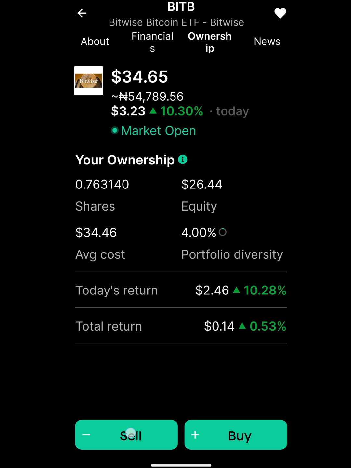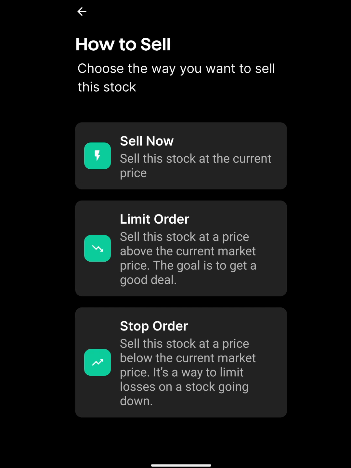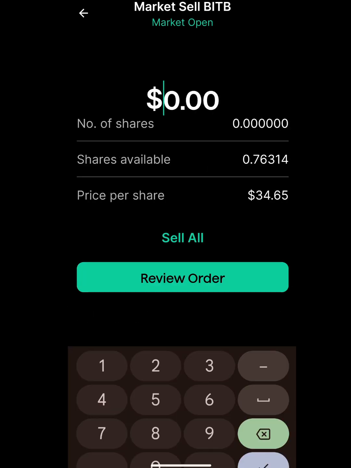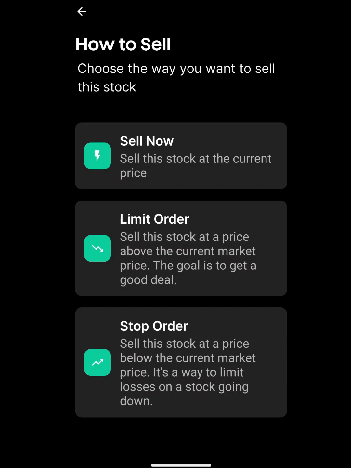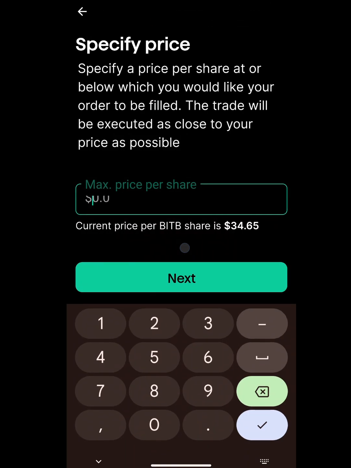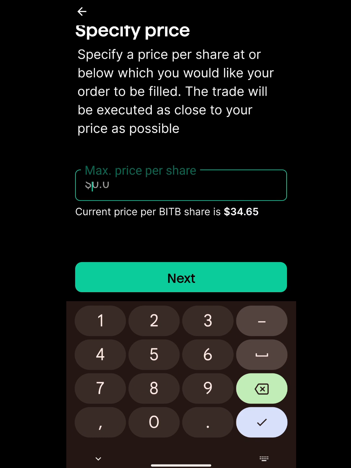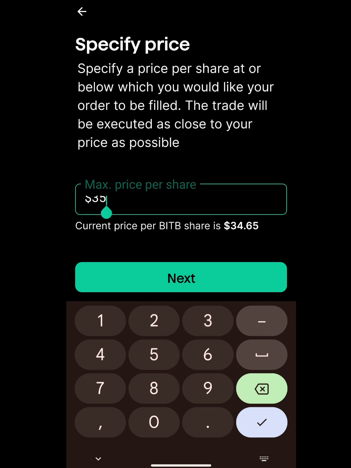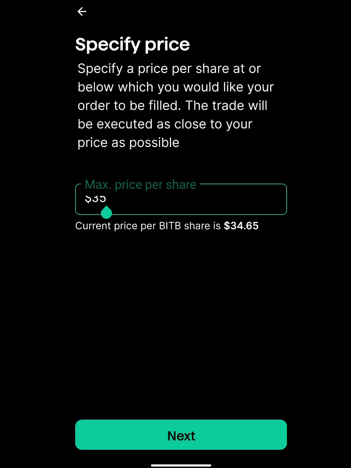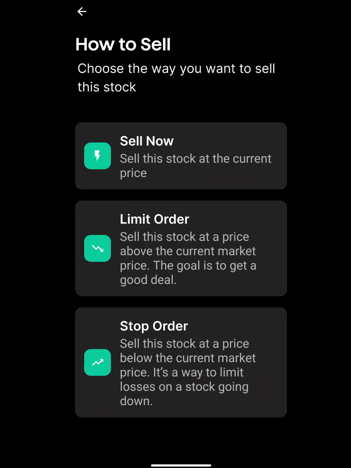Now the next thing I want to go ahead and do now is click on sell here. So I'll click on sell and I'll click on sell now. If you sell now, it means you want to sell now. If you click on limit order, let's go back. If you click on limit order here, it means that you want to sell at a particular amount. Say if currently this is the price, I'm saying that if the price goes to maybe $35, go ahead and sell. That's a limit order. You are specifying at what price, when the market reaches that price, it should sell.